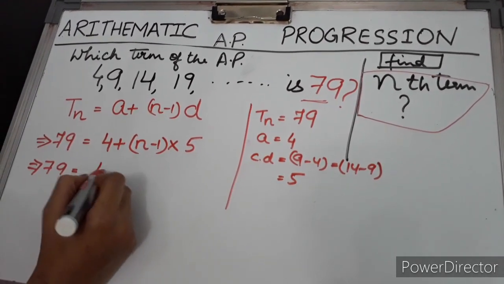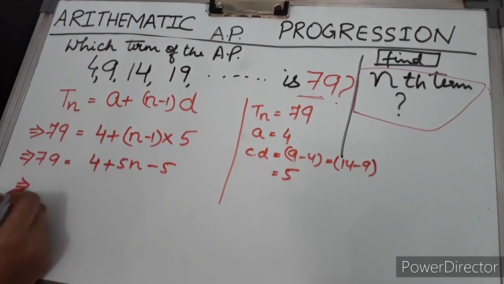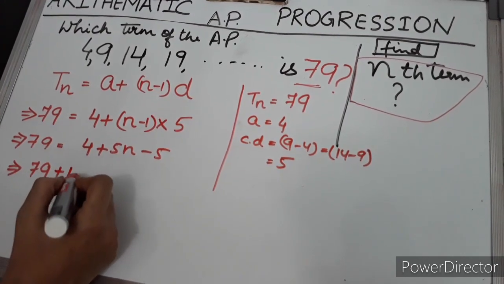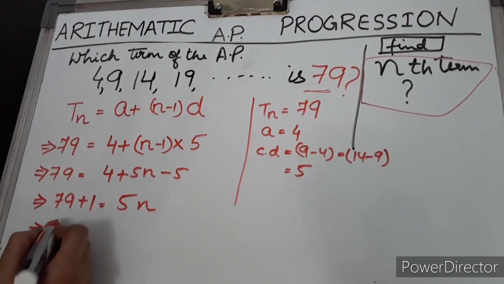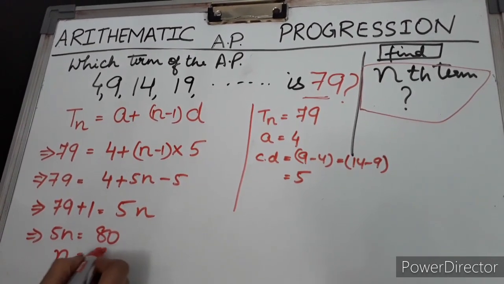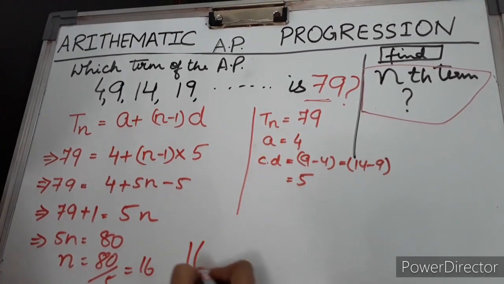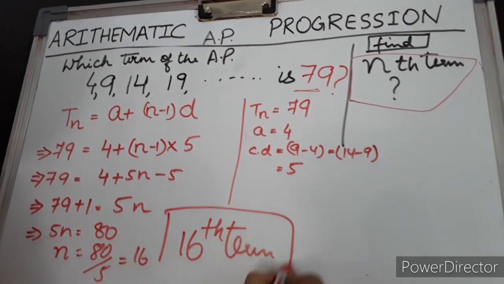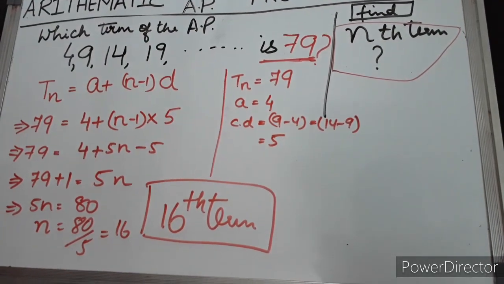79 is equal to 4 plus 5n minus 5. Further solving, we will get 79 plus 1 is equal to 5n. So 5n is equal to 80. N is 80 divided by 5, which is equal to 16. So in the 16th term of this series, we will get the number 79. This is the basic concept here.